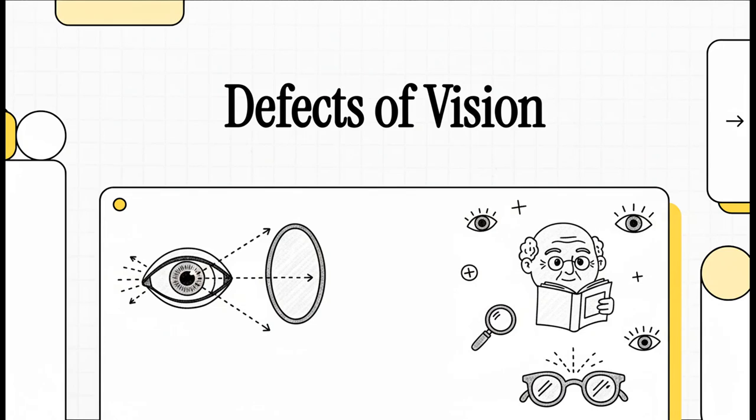Hello, everyone. Have you ever seen your grandparents or maybe even your parents holding a newspaper really far away just so they can read the words? Well, that's often a sign of a common problem with our eyes. So today we are going to learn about two such defects of vision, hypermetropia and presbyopia. We will understand exactly what causes them and, of course, how we can correct them.